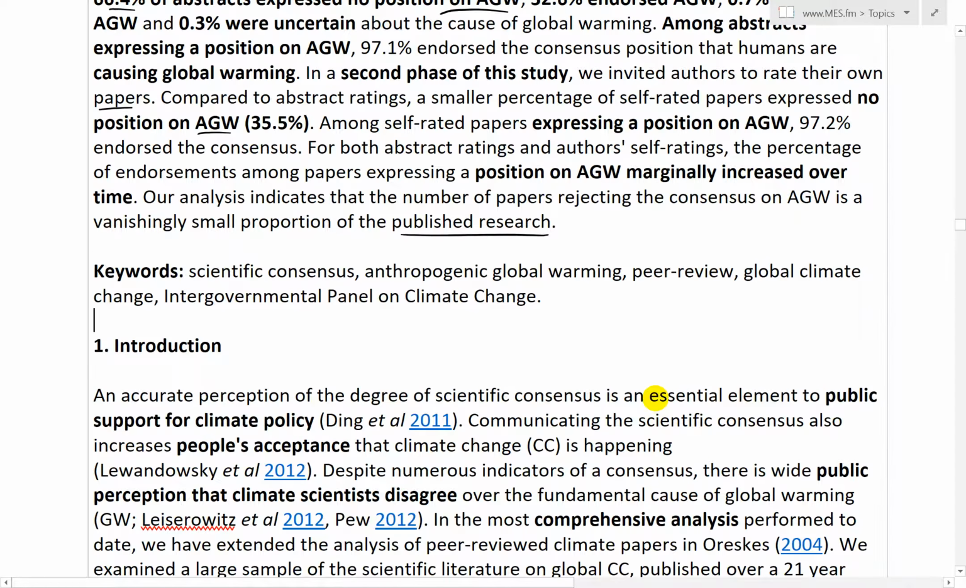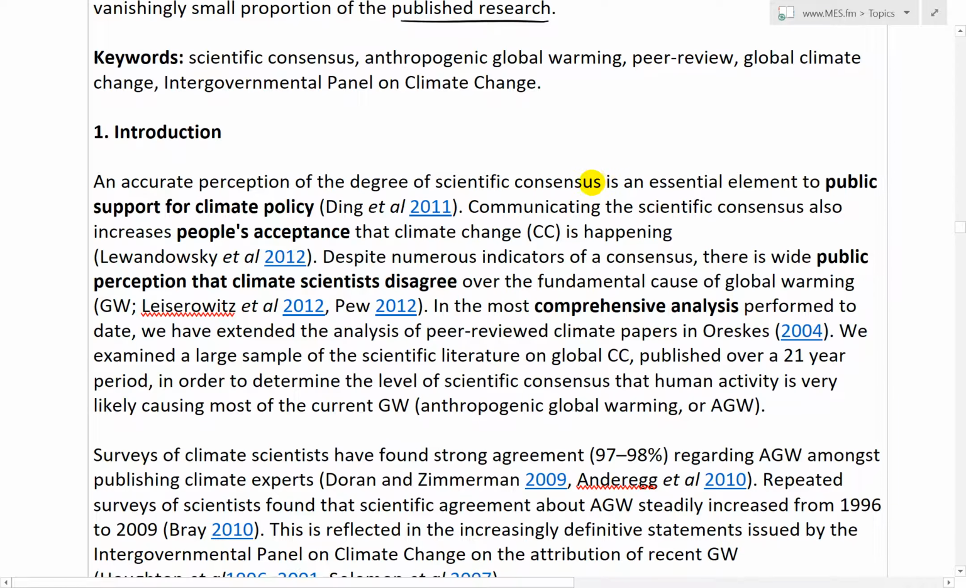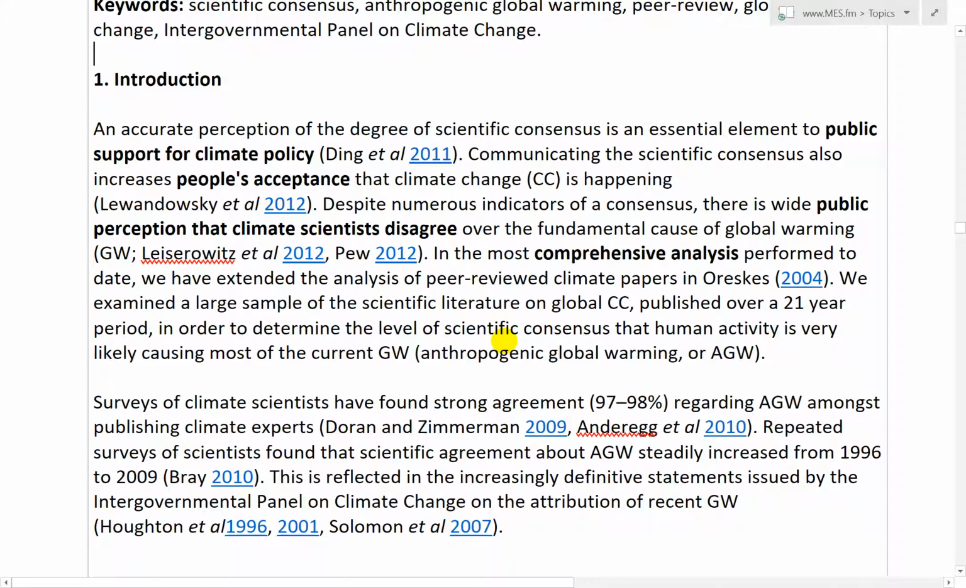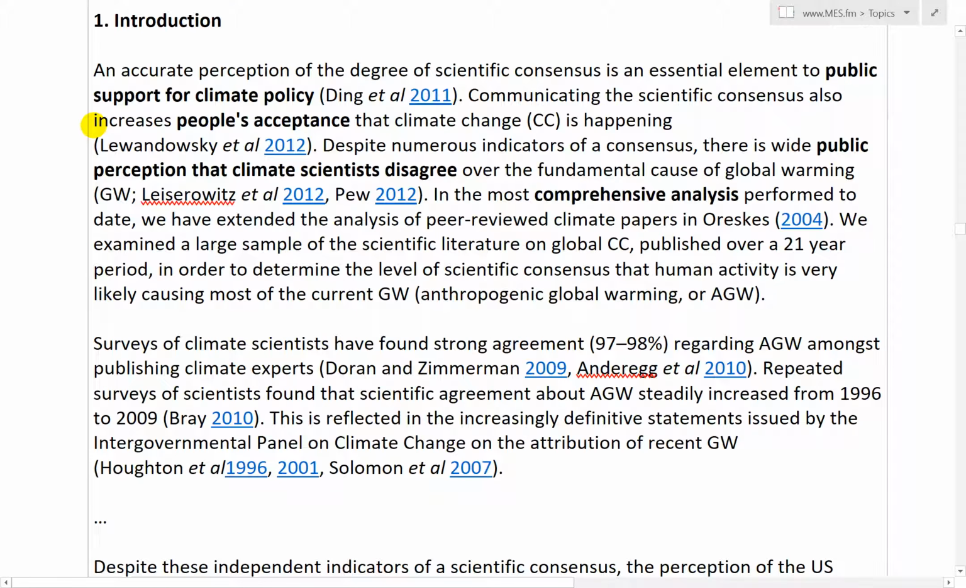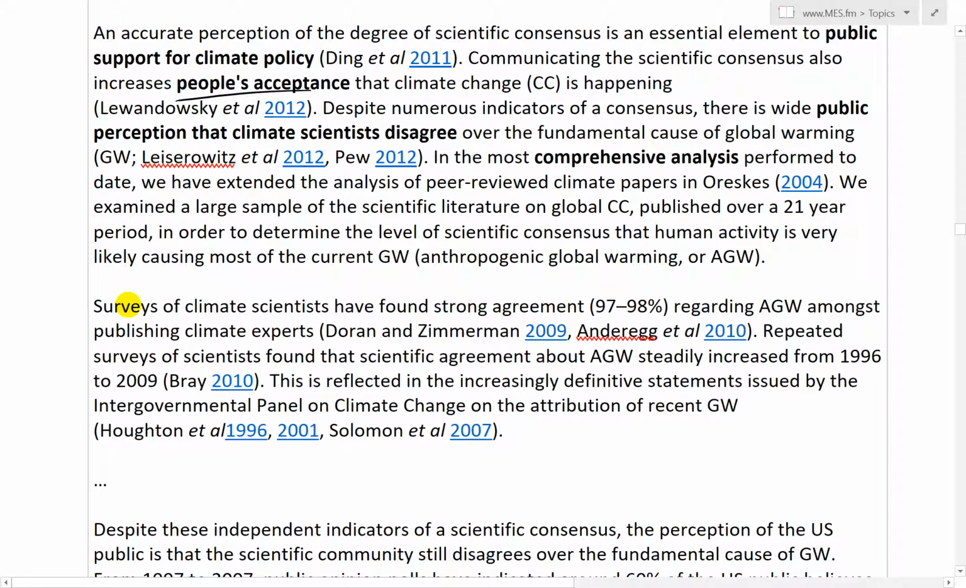So I go through a summary on this later in the video. You could skip to that if you want to, but I'm going to go over some of these parts in detail right now. So, introduction. An accurate perception of the degree of scientific consensus is an essential element to public support for climate policy. Communicating that scientific consensus also increases people's acceptance that climate change is happening. So yes, that's what they want, people's acceptance of it. Despite numerous indicators of a consensus, that word is used an unbelievable amount of times in this entire paper, consensus, there's wide public perception that climate scientists disagree.